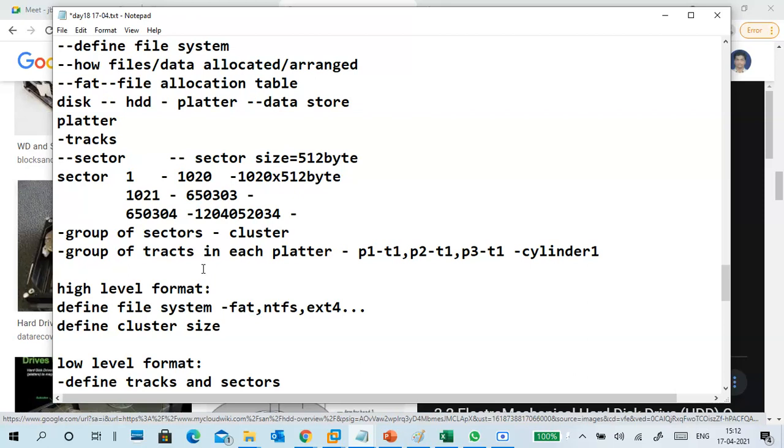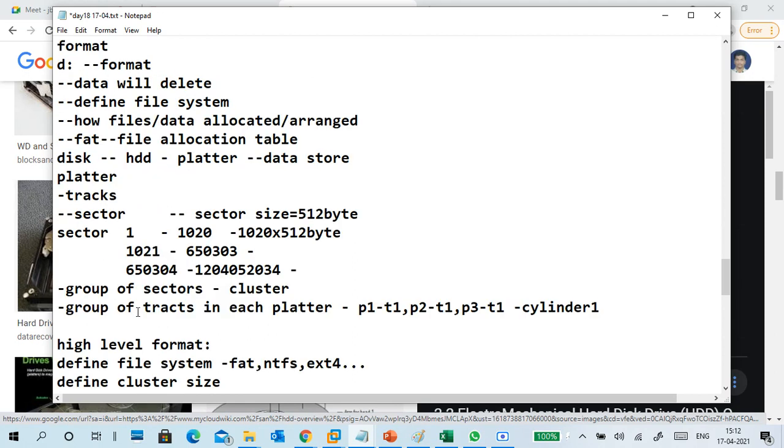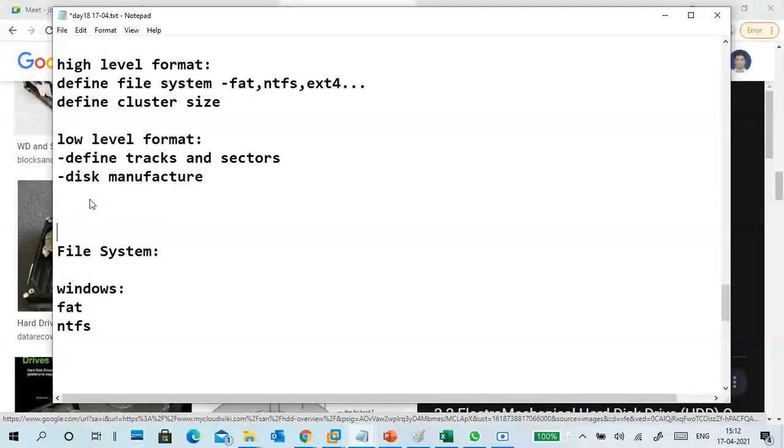When you define a file system, the way of arranging the files is different from one file system to another file system. So for that, it will delete the data also. When you change your file system from FAT to NTFS, you don't need to lose the data if you use CMD. If you use the command prompt, there is no need to lose the data.